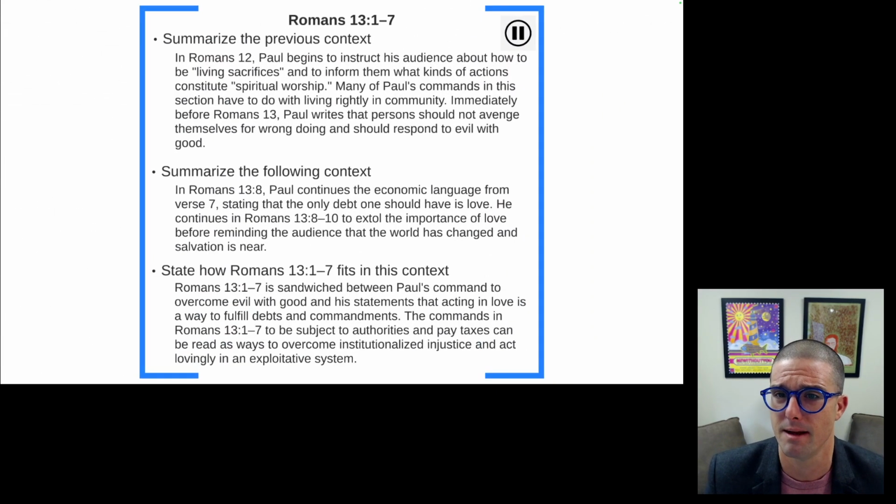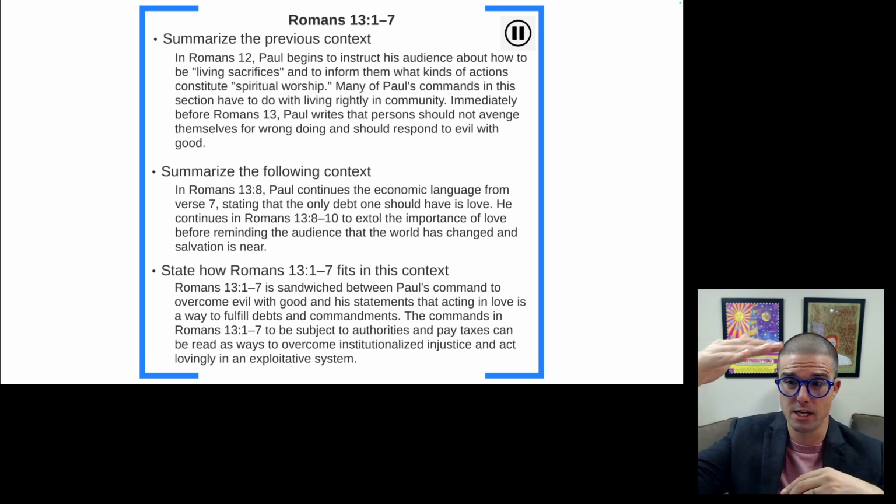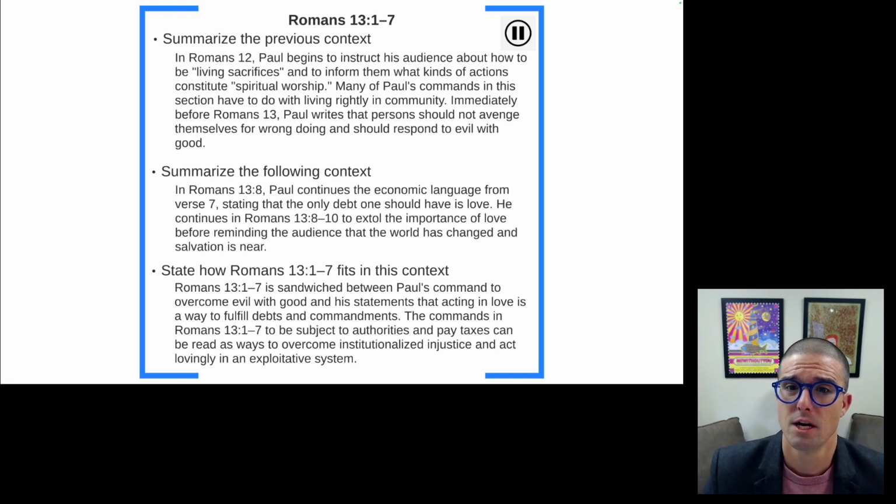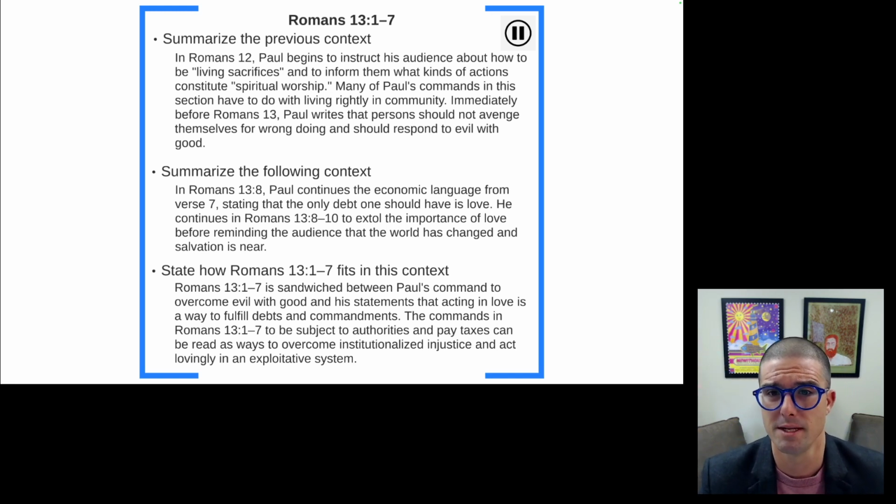And earlier in this semester, we used Romans chapter 13, verses 1 through 7 to engage the world of the text. Remember, when we go through this process of engaging the world of the text, one of the things that we ought to do is look at our passage and engage what's going on before and what's going on after.